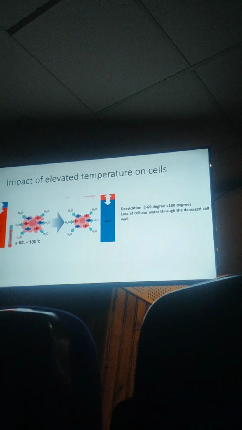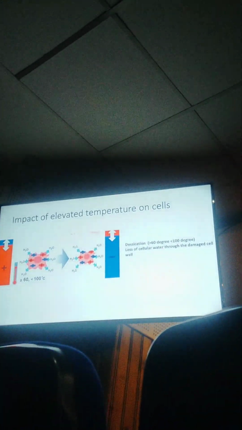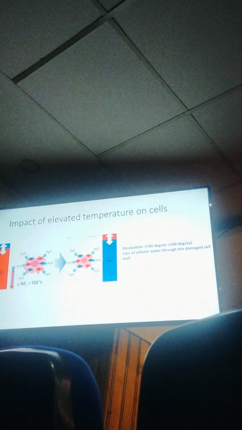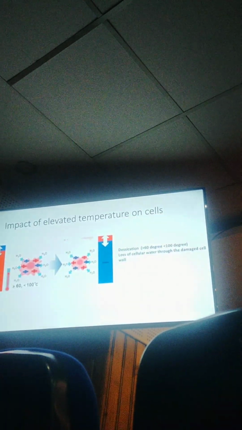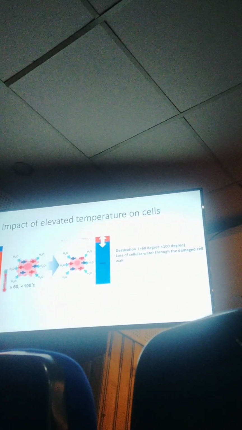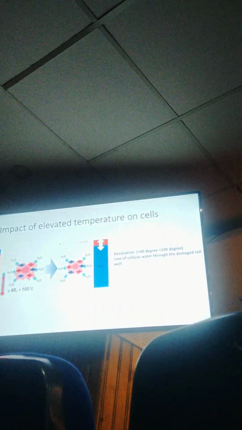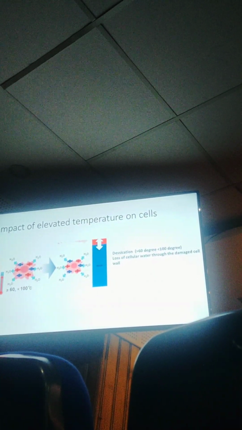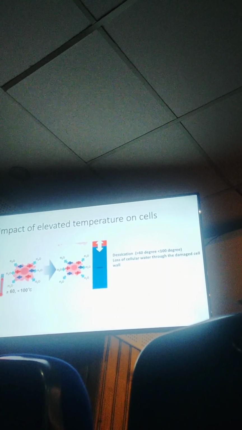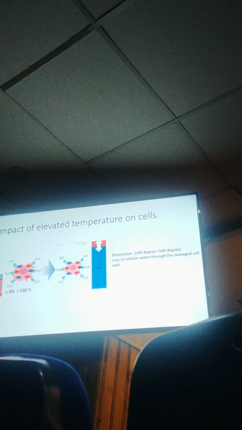Now we see the impact of elevated temperature on the cells. What happens when the temperature is elevated? When the temperature reaches around 60 but less than 100 degrees centigrade, there is desiccation. Desiccation means there is drying of the tissue or cells. There is loss of cellular water through the damaged cell wall.